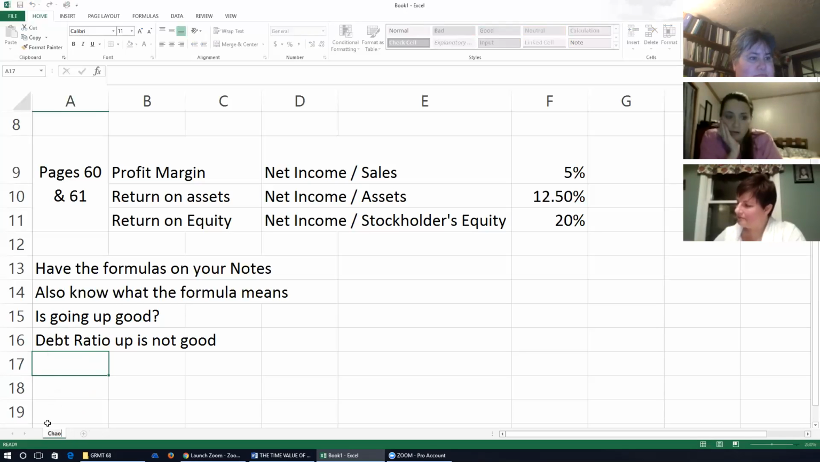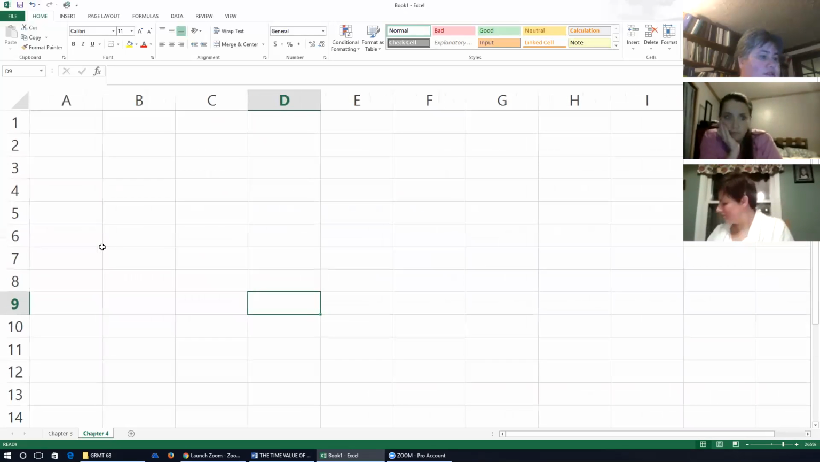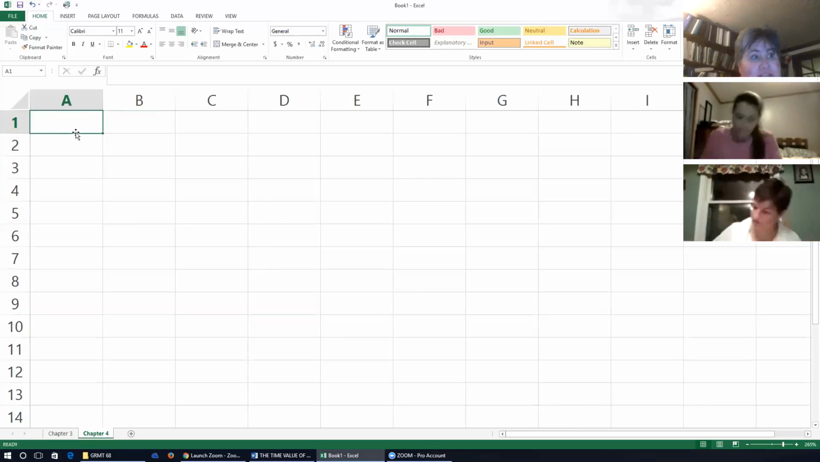Just make some reasonable labels here on the tabs. And let's talk about chapter 4. Chapter 4 gets into the concept of the time value of, forecasting. I'm jumping to chapter 9. I always forget. Chapter 4 gets into forecasting, what I call budgeting.